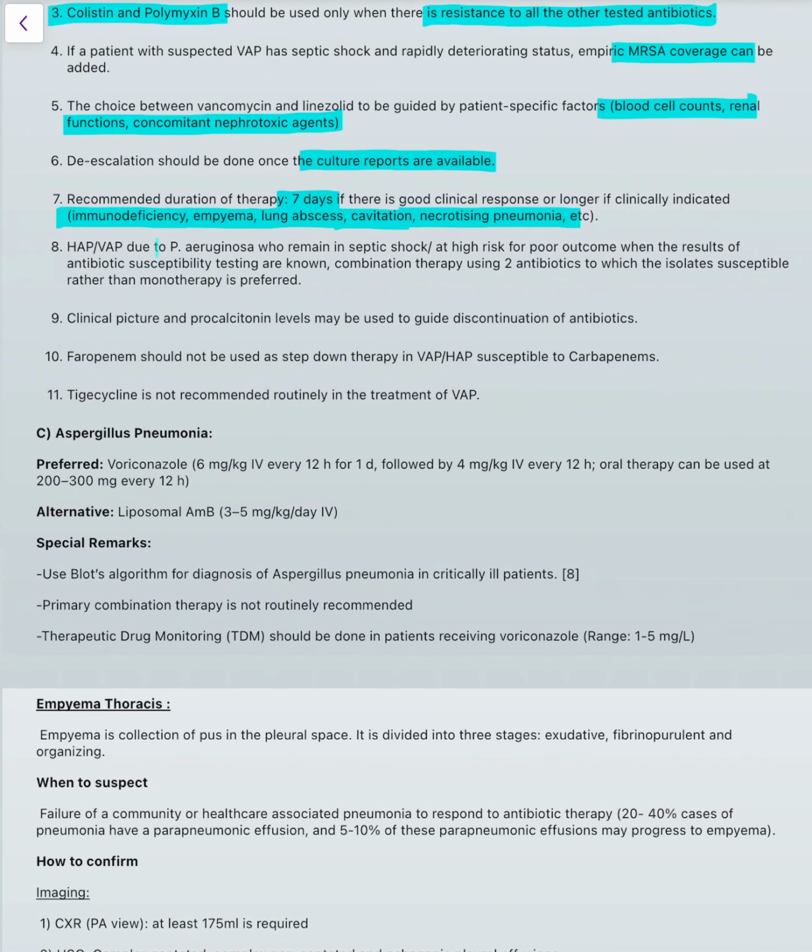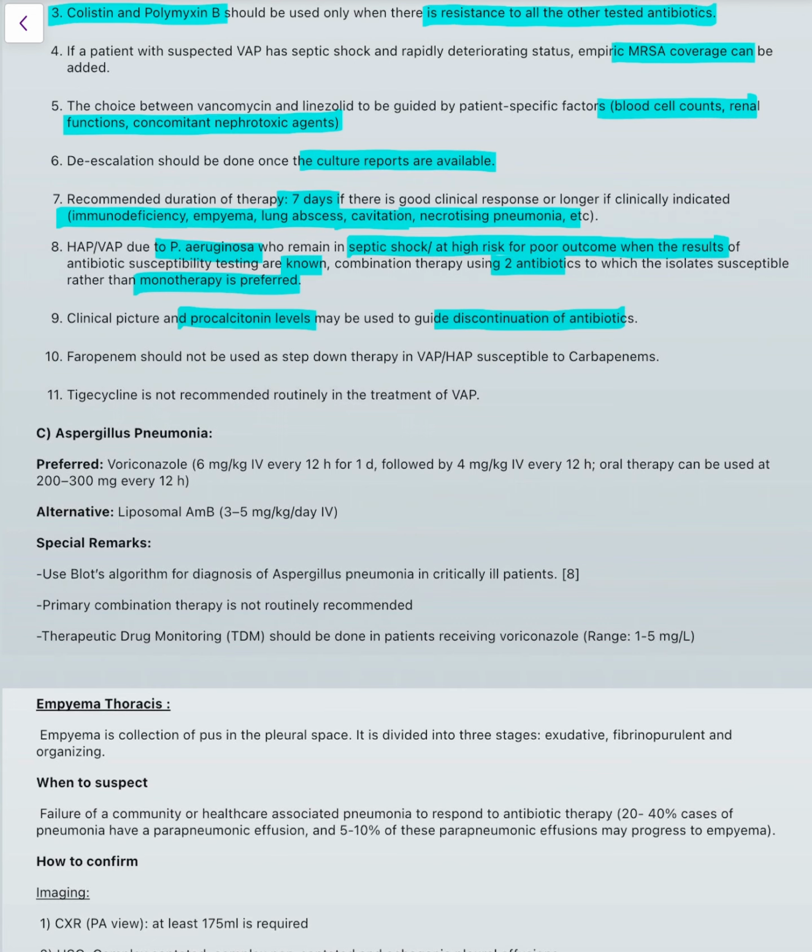HAP or VAP due to Pseudomonas aeruginosa, who remain in septic shock, are at high risk for poor outcome when the results of the antibiotic susceptibility testing are known. Combination therapy using 2 antibiotics to which the isolate is susceptible, rather than monotherapy, is preferred. Okay, so with Pseudomonas we have to be careful. We start 2 antibiotics like amikacin, levofloxacin and other anti-pseudomonal antibiotics. Clinical picture and procalcitonin levels may be used to guide the discontinuation of the antibiotics. Mainly the clinical picture, improvement of the symptoms, and also procalcitonin we can monitor.